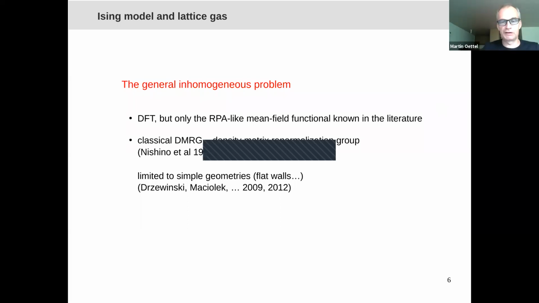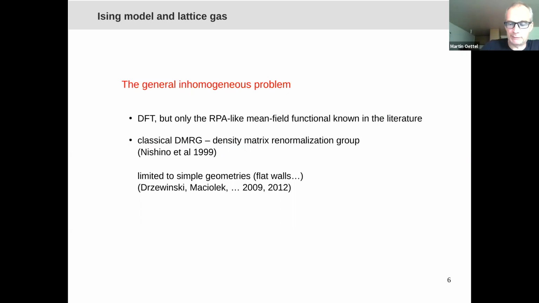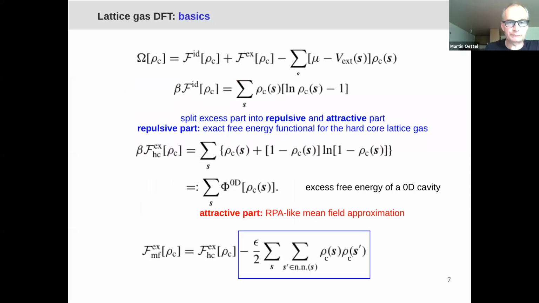It's a systematic procedure, and it is limited to simple geometries, flat walls, or a cubic box with an isotropic external potential on this box. So it's also certainly limited. It does not include the wide scope of DFT. So we want to have a method which is actually very well applicable for all external potentials. So then we go to DFT. That's actually we want to solve this problem by DFT.